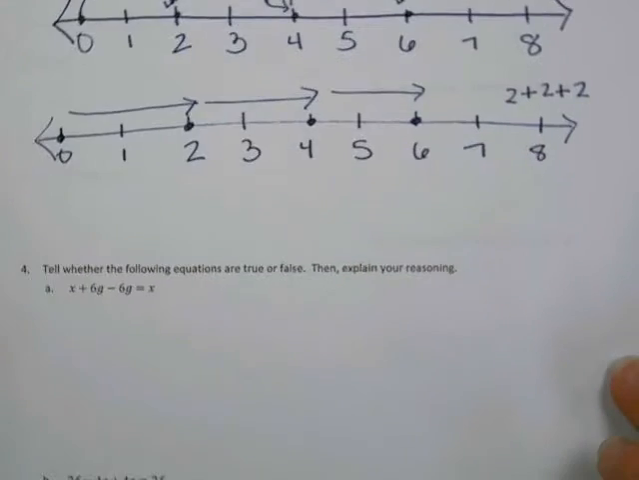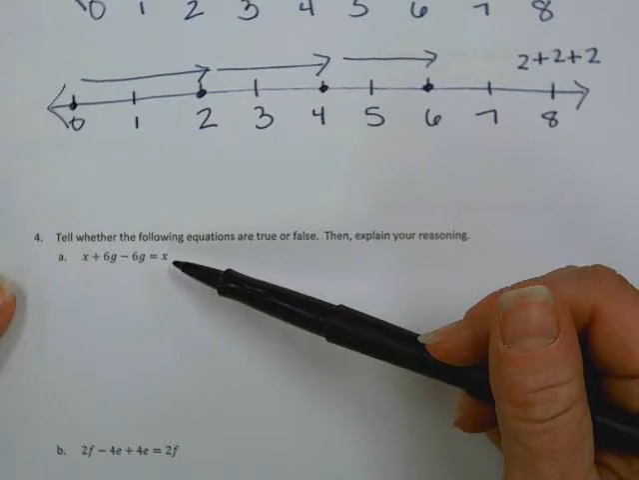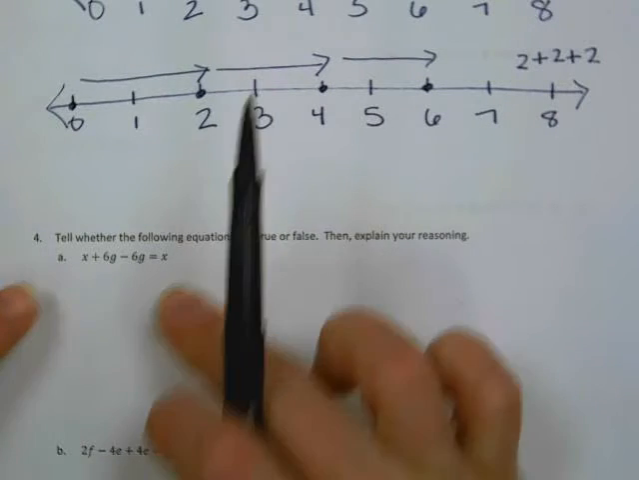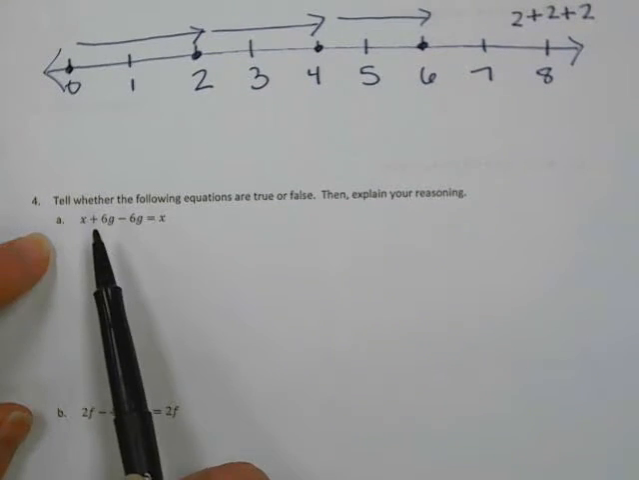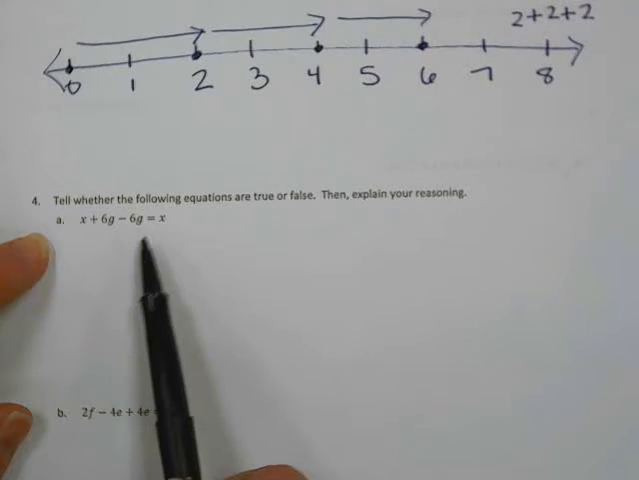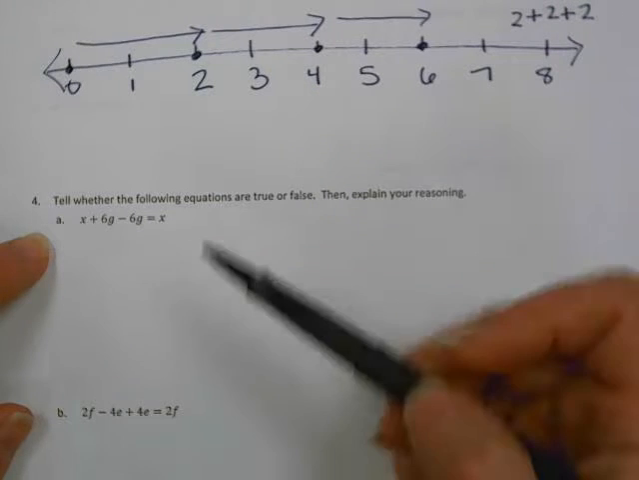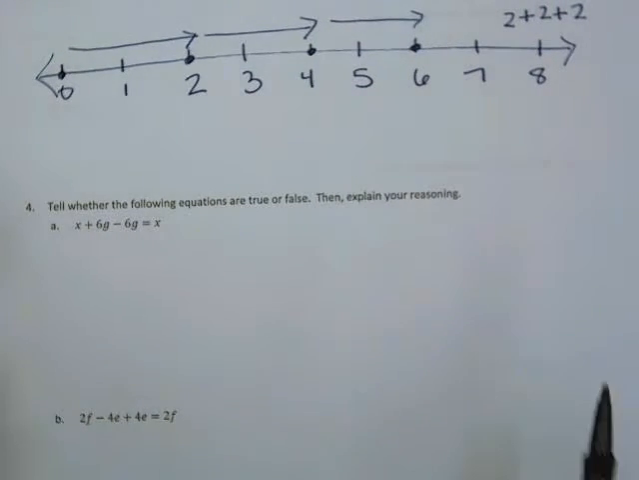Number 4, we used yesterday about these equations where we are adding a number and then taking away that same number, as well as letter B. So it says, tell whether the following equations are true or false, and then explain your reasoning. Letter A says x plus 6g minus 6g equals x. So we're using that same identity that we used yesterday. We just have a g with that 6, which is what we're working on with these equations.